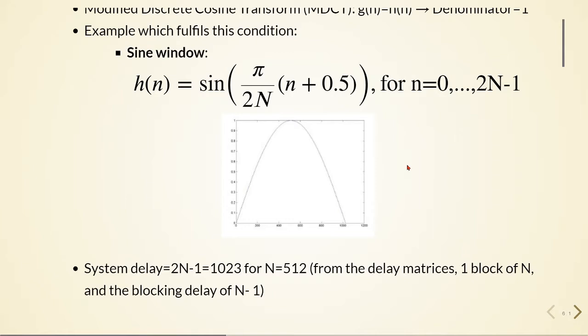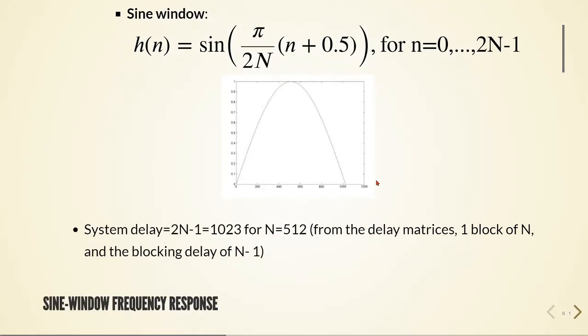As an example, if we use capital N equals 512, we have a system delay given by 2 times capital N minus 1, so we have 1023 samples as the delay, and we see that it comes from the delay matrices. There's one block of capital N and the blocking delay of N minus 1, and then we have the system delay.